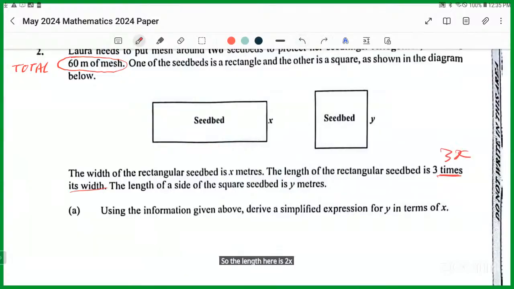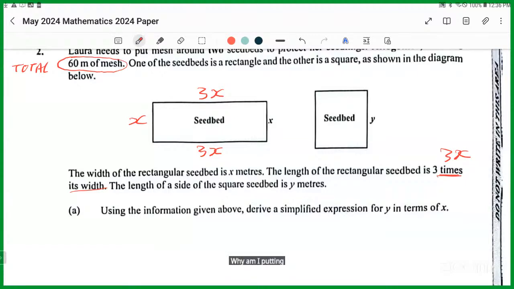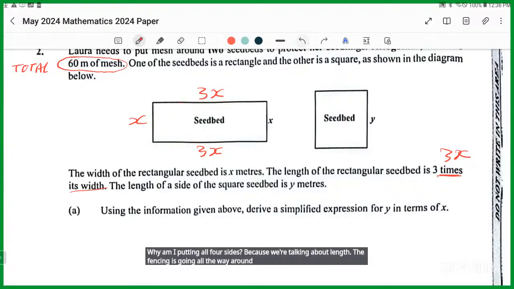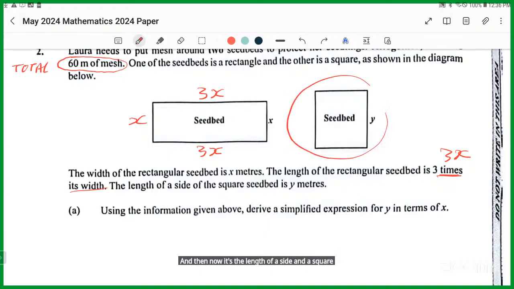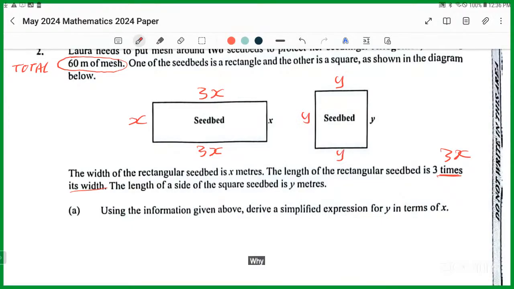Let's put it on the diagram. So the length here is 3X. Over here is 3X as well because it's a rectangle. And this is X, so this side is also X. Why am I putting all 4 sides? Because we're talking about length. The fencing is going all the way around the perimeter. We're going to need that. And then it said the length of a side of the square bed is Y. So each side is Y. So this is Y, then you have Y on this side, Y on that side. All right, so those are the dimensions of the 2 seedbeds.